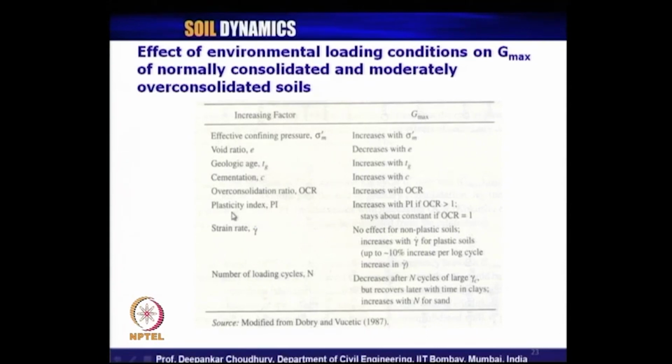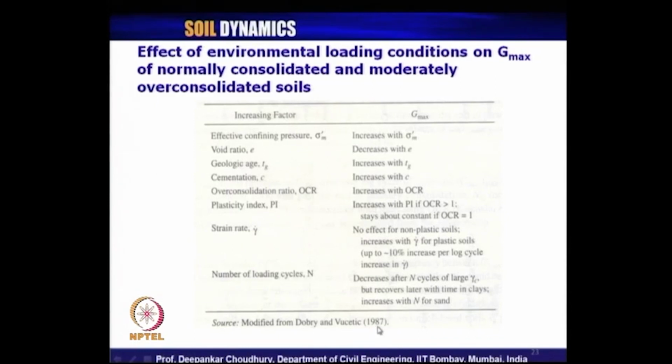Now, what happens if plasticity index increases? What is plasticity index? We know for fine grained soil, plasticity index is liquid limit minus plastic limit. So, if that value increases, the Gmax value increases with PI only if it is an over consolidated soil, but if it is a normally consolidated soil, then plasticity index hardly is having much effect on the value of Gmax. All these observations were made by Dobry and Vucetic in 1987.